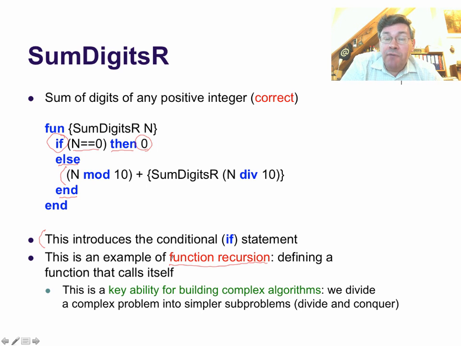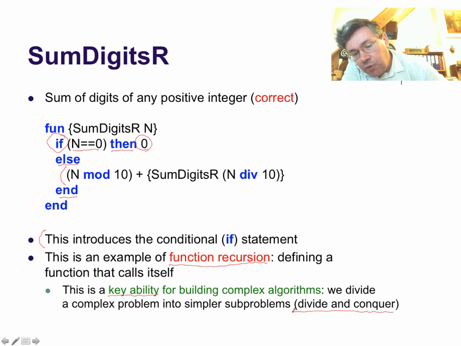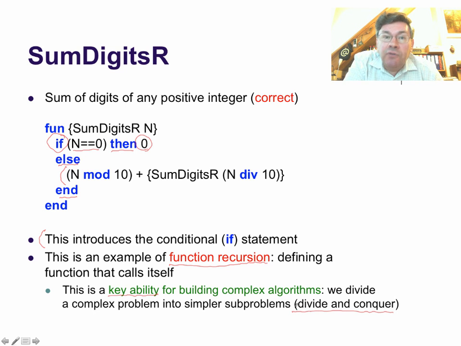Function recursion is a very important concept. It's a key ability for building complex algorithms, because many complex algorithms, complex systems, consist of smaller systems that are combined together. So we divide a complex problem into simpler subproblems. This is a technique called divide and conquer. So recursion is a very important general technique for that.